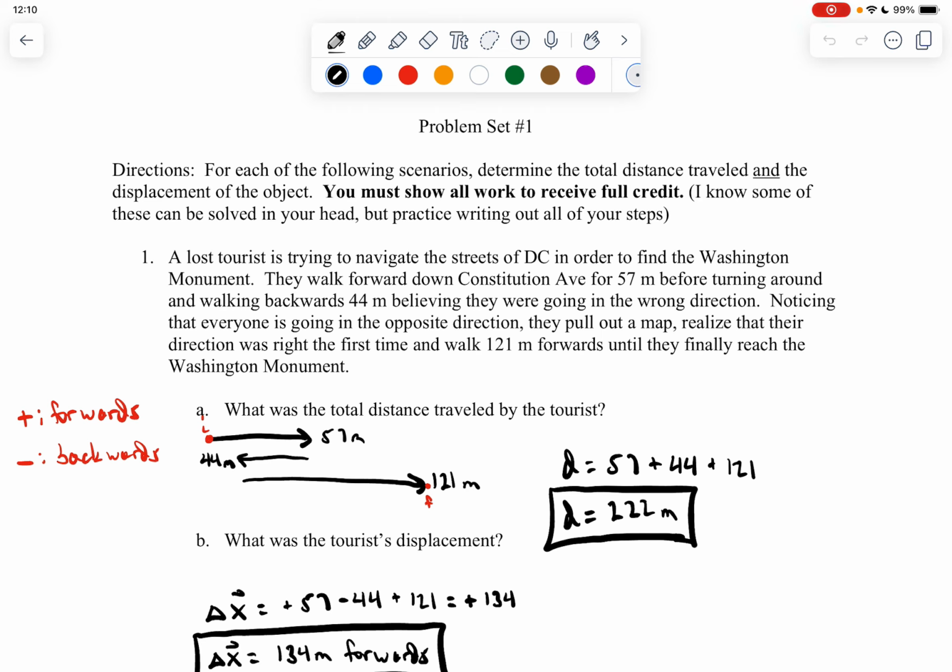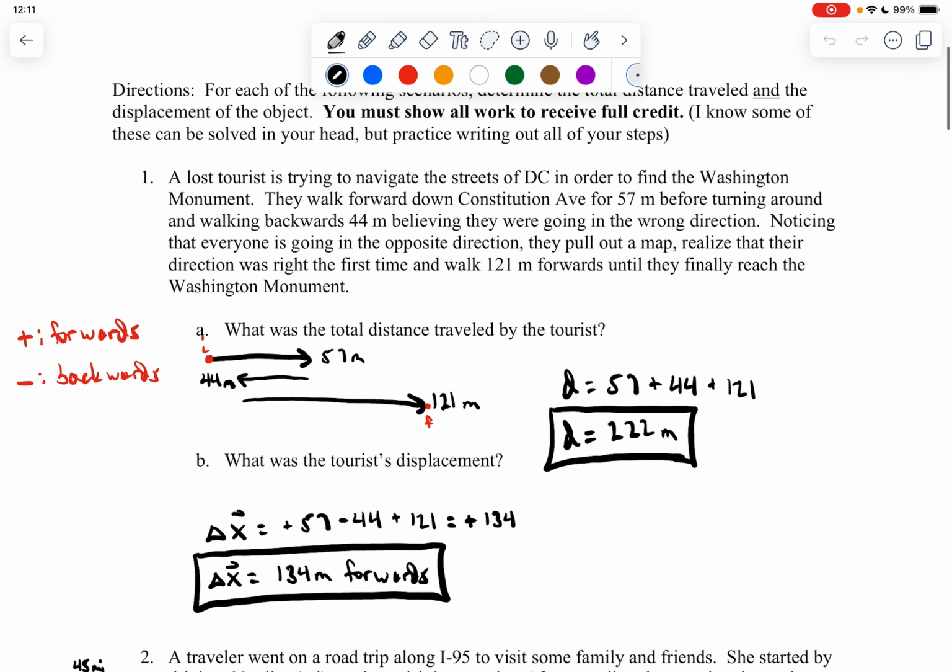So all we're going to do is add each individual leg of our journey together to get the total distance traveled. So we'll add our 57 meters to our 44 to our 121 meters. That total gives us 222 meters as the total distance we have traveled. Again, we get that just by adding everything up together.